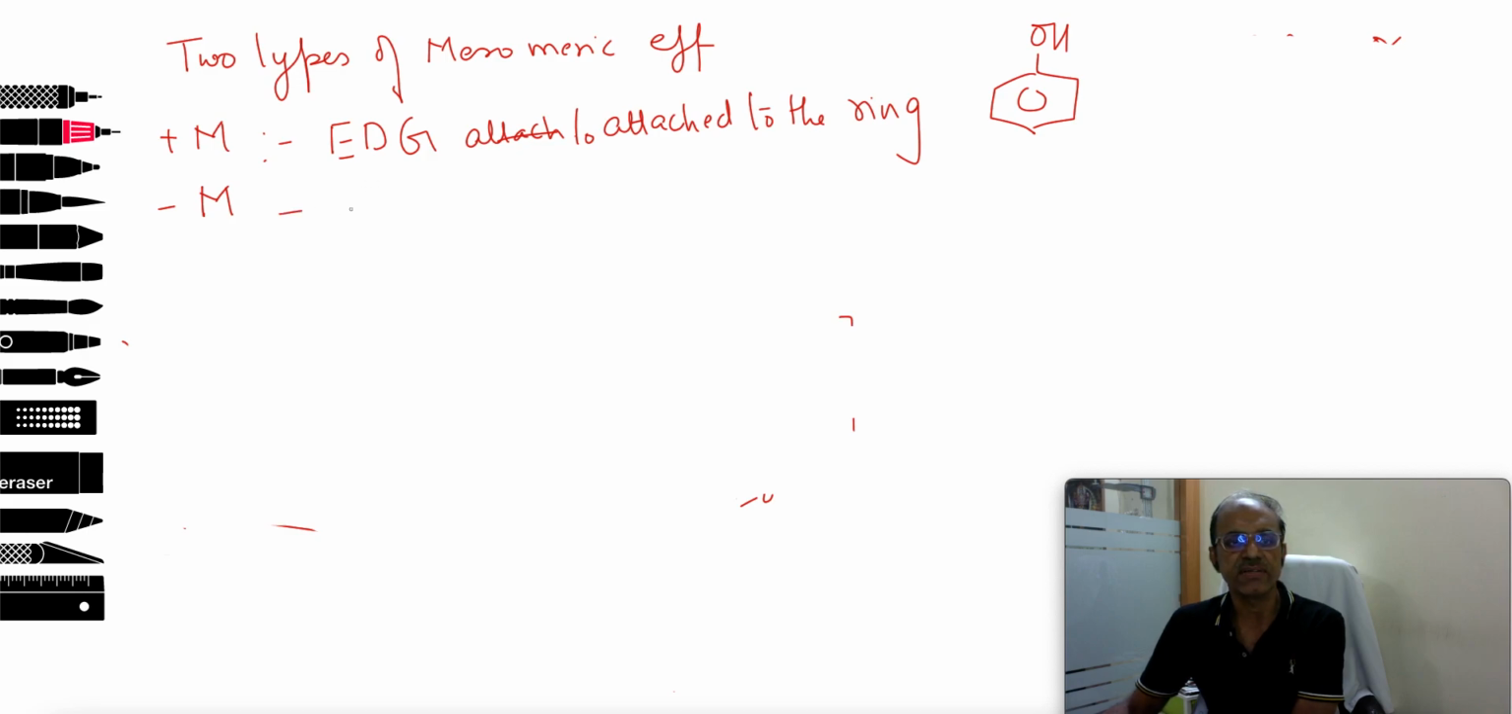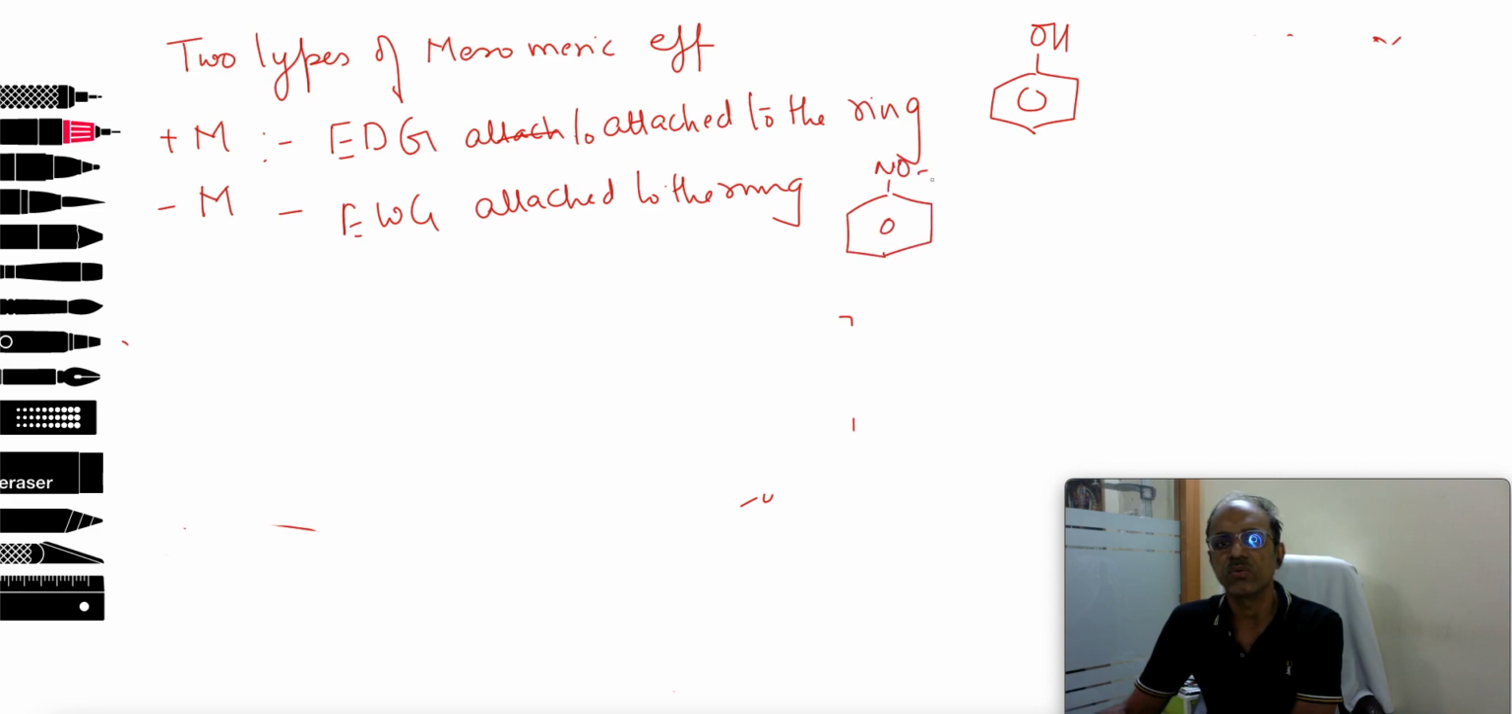And what is minus M effect? An electron withdrawing group attached to the ring. Let's take NO2. Fine. Which is an electron withdrawing group. And this is an electron donating group.